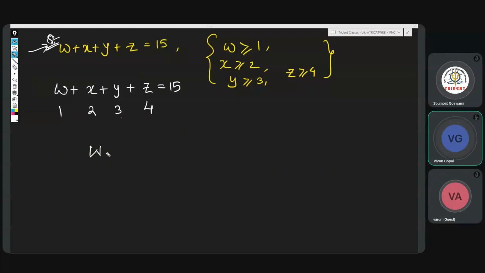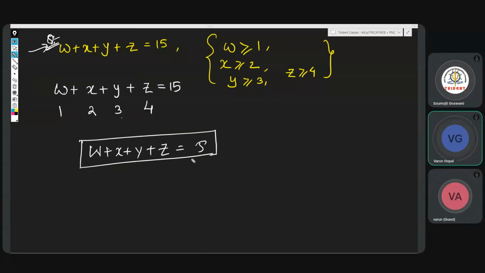So now I have w plus x plus y plus z equals 5, right? If I have this, I have already taken care of the conditions. Now I just need to put in the n plus r minus 1 C r minus 1 formula. So that is going to be how much? 5 plus 3, that is 8 factorial by 5 factorial by 3 factorial. So the answer will be 8C3, na?